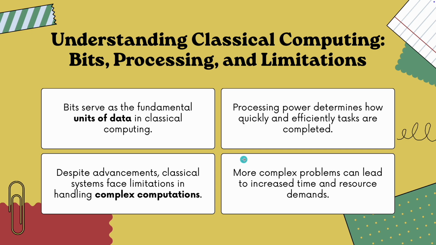Let's start off with classical computing, which is what powers the devices we use every day. Classical computers run on bits, the smallest unit of data, which can be either a 0 or a 1. Bits control processing power, which determines how quickly tasks get done.